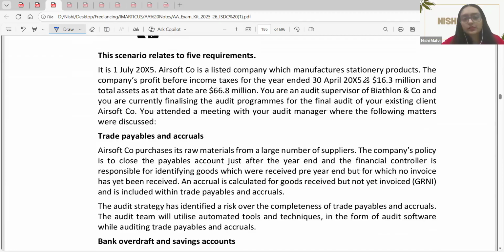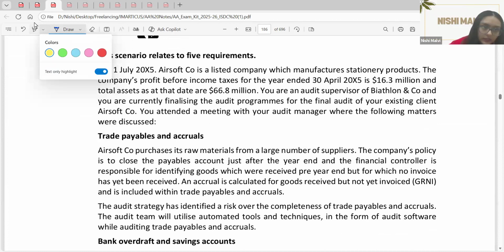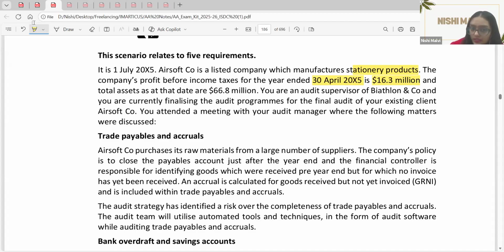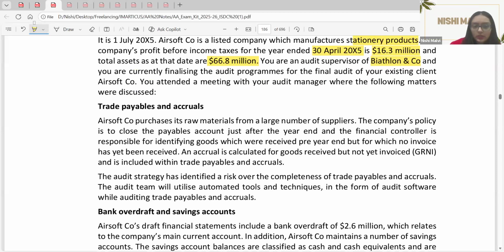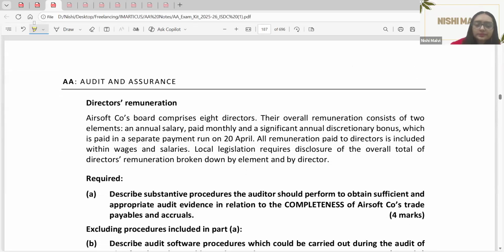It's 1st July 2025. Airsoft Company is a listed company which manufactures stationery products. The company's profit before income tax for the year ended 30th April is 16.3 million. Total assets as at that date are 66.6 million. You're an audit supervisor of Bethlehem and Company, and you're currently finalizing the audit programs for the final audit of an existing client, Airsoft Company. You're attending a meeting with your audit manager when the following matters were discussed. So, I'm directly jumping on to director's remuneration.